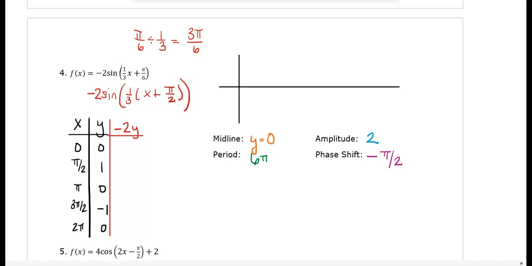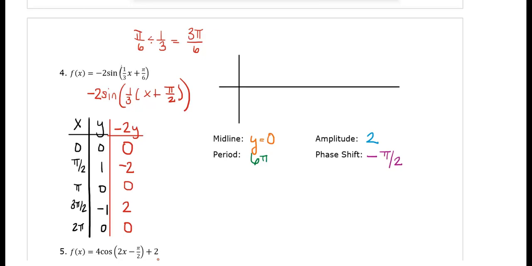So in other words, I have this 0 right there that I just need to multiply by negative 2. 0 times negative 2 is still 0. How about this 1? 1 times negative 2 gets me negative 2. 0 times negative 2 is again 0, and negative 1 times negative 2 gets you a positive, not positive 1, positive 2. And then 0 times negative 2 is back to 0. So I can see that the highest up I'm going to go is 2. The furthest down I'm going to go is negative 2.